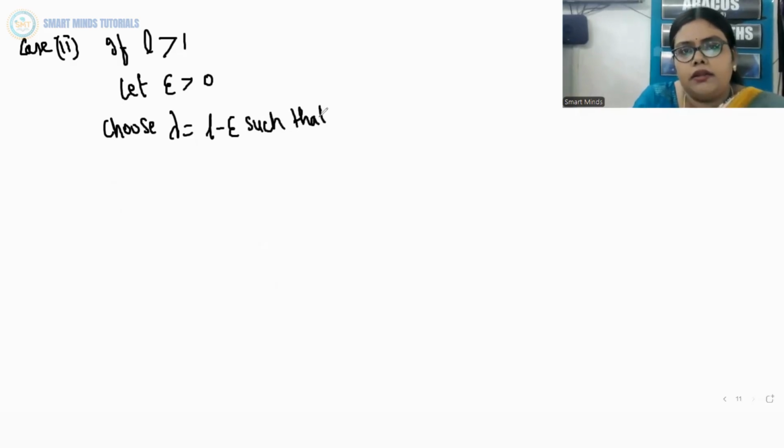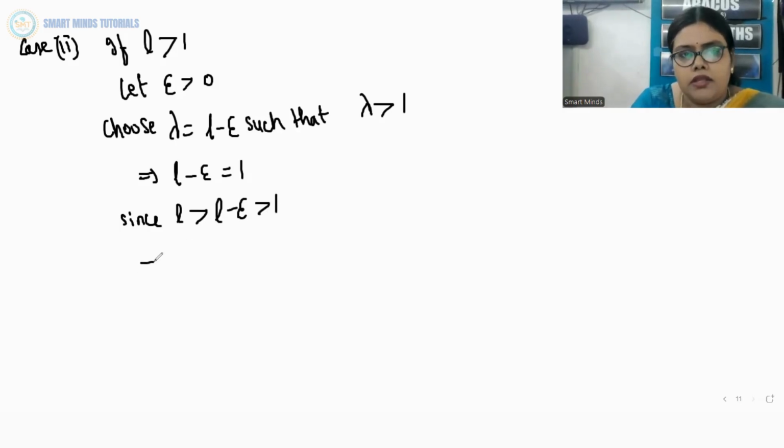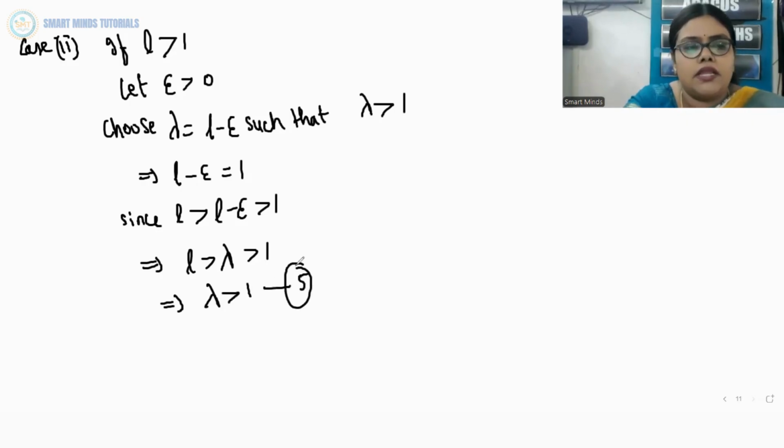Now we have case 2. What is case 2? If L is greater than 1. Now let us say epsilon is greater than 0. Now we will choose lambda is equal to L minus epsilon such that lambda is greater than 1. That means L minus epsilon is greater than 1. Since L is greater than L minus epsilon is greater than 1, so you can write L is greater than lambda. In the place of L minus epsilon, we are writing lambda. So you can say lambda is greater than 1. This is equation number 5.